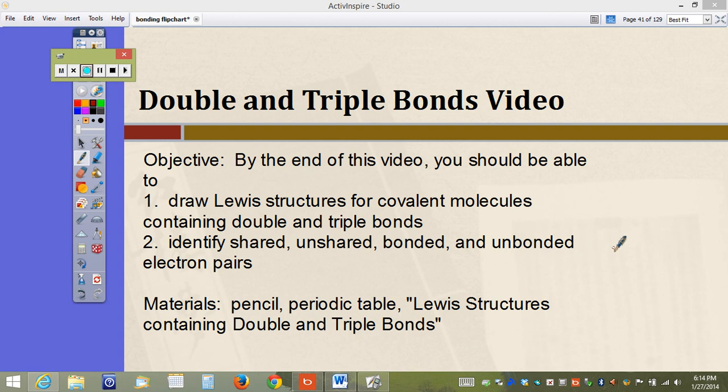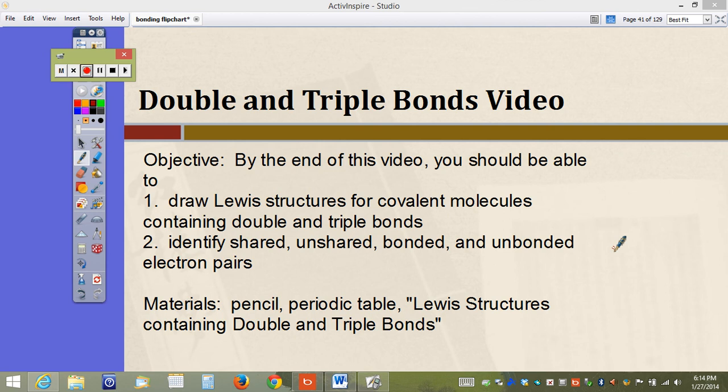This is the video concerning double and triple bonds. By the end of this video, you should be able to draw Lewis structures for covalent molecules containing double and triple bonds. Also, you should be able to identify shared, unshared, bonded, and unbonded electron pairs.